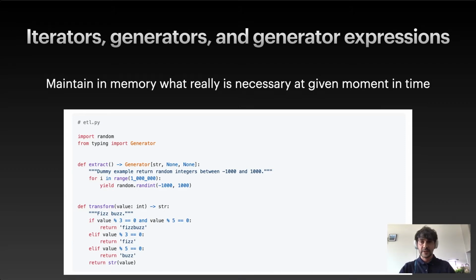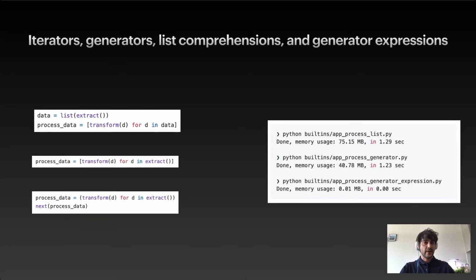Okay. Now, if we run that using normal lists, so you see that from the generator that I showed you before, I'm creating an actual list that contains a million objects, and then we transform that and create another list. In that case, we use 75 megs of RAM, and it takes 1.29 seconds, which is kind of a lot. And this is something that we want to avoid. So the second example on the left is basically taking advantage of the generator, and it only maintains in memory one object from the generator and the entire transform list.